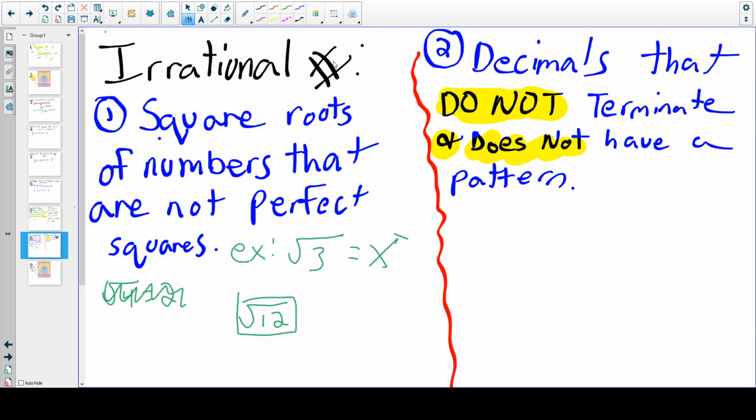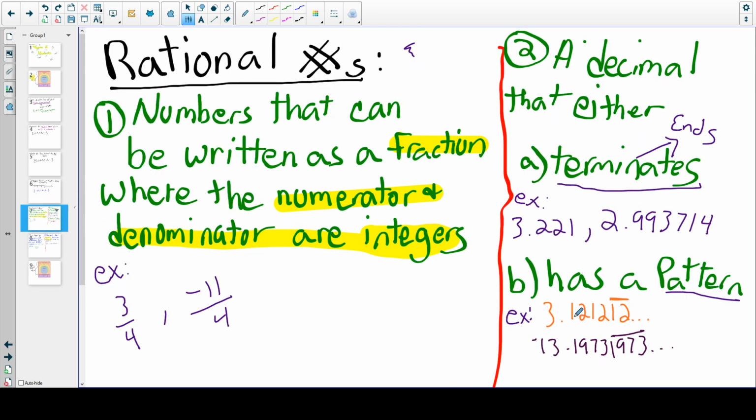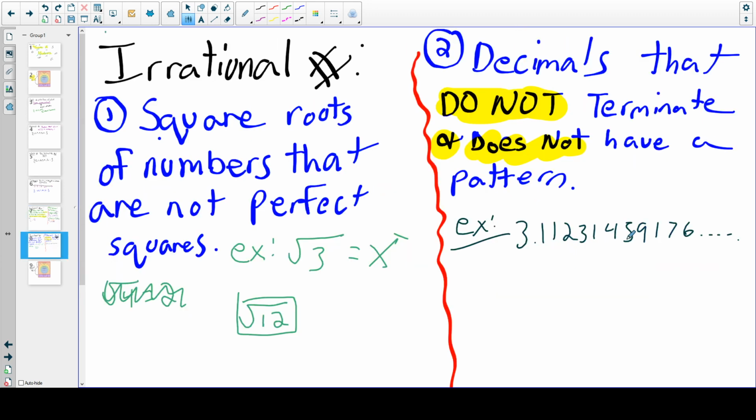So, for example, if I said 3.112314599176 blah blah blah and going on forever, is there any pattern here? Is there any part of here that repeats? Yeah, there are a lot of ones, but there's no pattern here. Just like if we looked at before, clearly 1 2 1 2 1 2, that's a pattern. 1973 1973 1973, that's a pattern. But over here, there are absolutely no patterns.